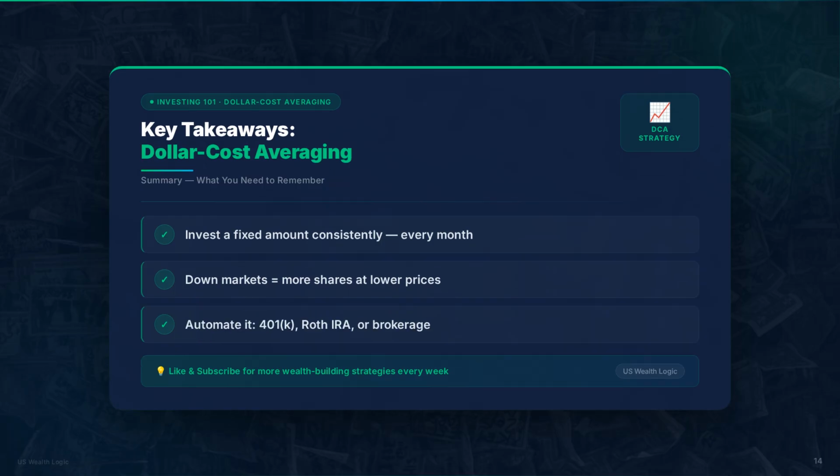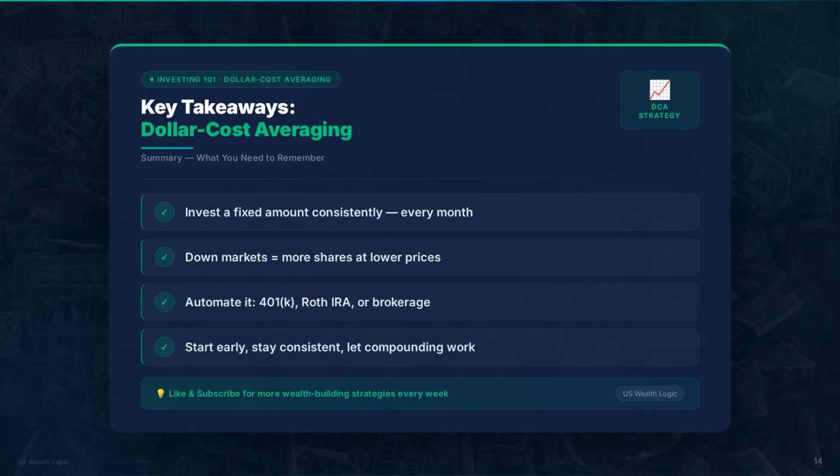Start where you are. Invest what you can. Automate it so you never have to think about it. Increase your contributions as your income grows. And remember, every market dip is just shares going on sale. All investments carry risk, and past performance doesn't guarantee future results. But consistency and patience have historically been among the most powerful tools available to the everyday American investor.